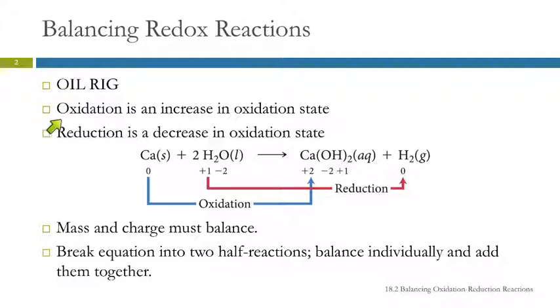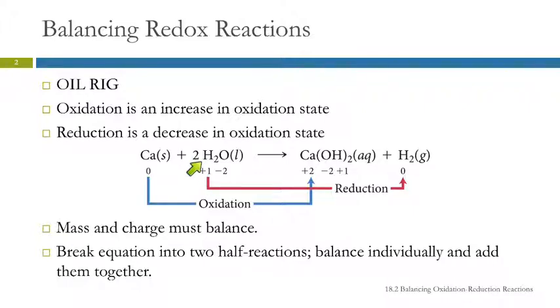Another way to look at it is that oxidation is an increase in oxidation state. Reduction is a decrease, or a reduction, in oxidation state. So if we look at this example here of calcium metal reacting with water to form calcium hydroxide and hydrogen gas, the oxidation state of calcium here is 0, it's an element, and over here it's an ion in this ionic compound. So it's gone from 0 to +2. Its oxidation state has gone up. It's being oxidized. It has lost electrons to go from a 0 charge to a +2 charge.